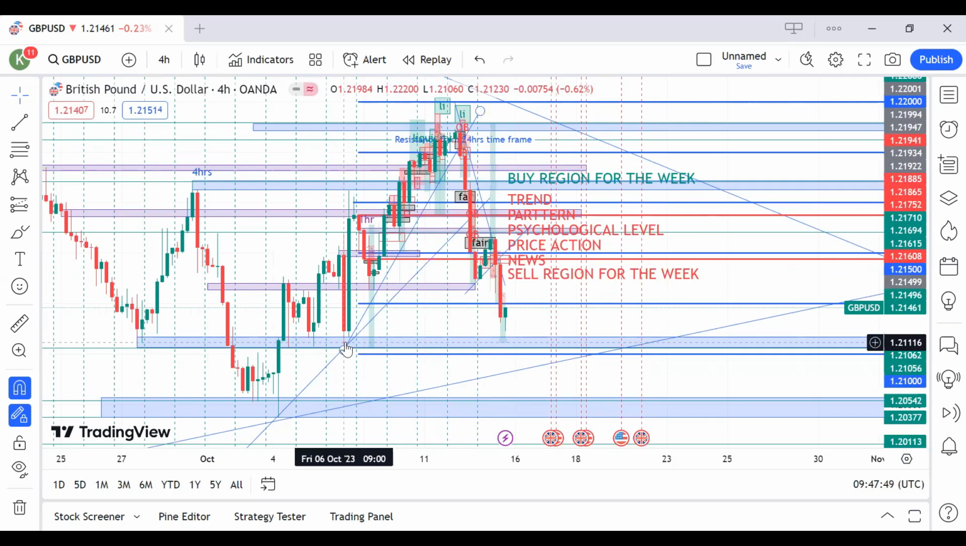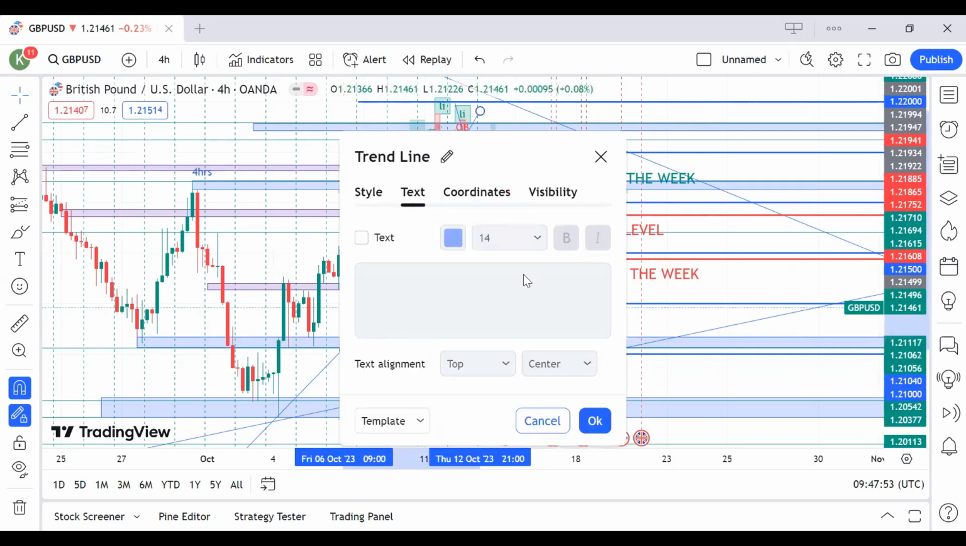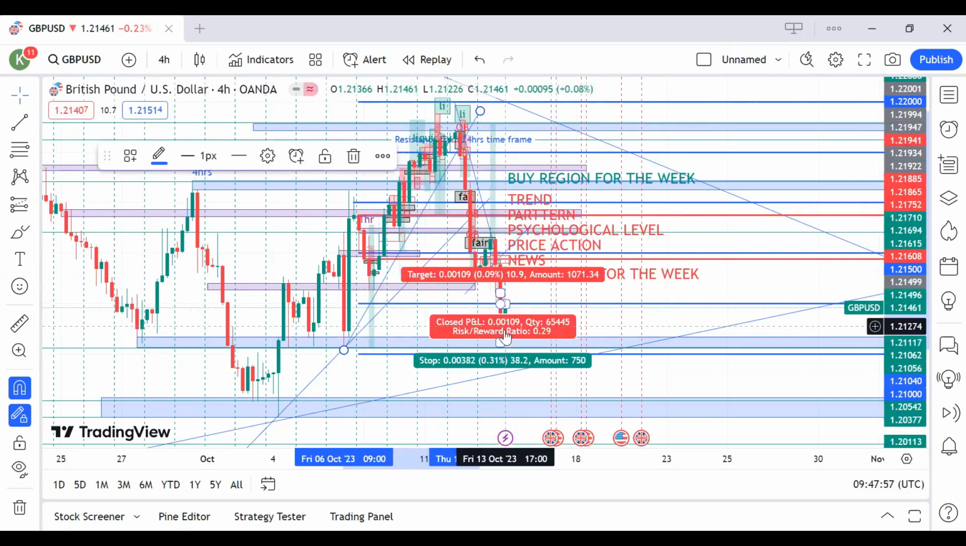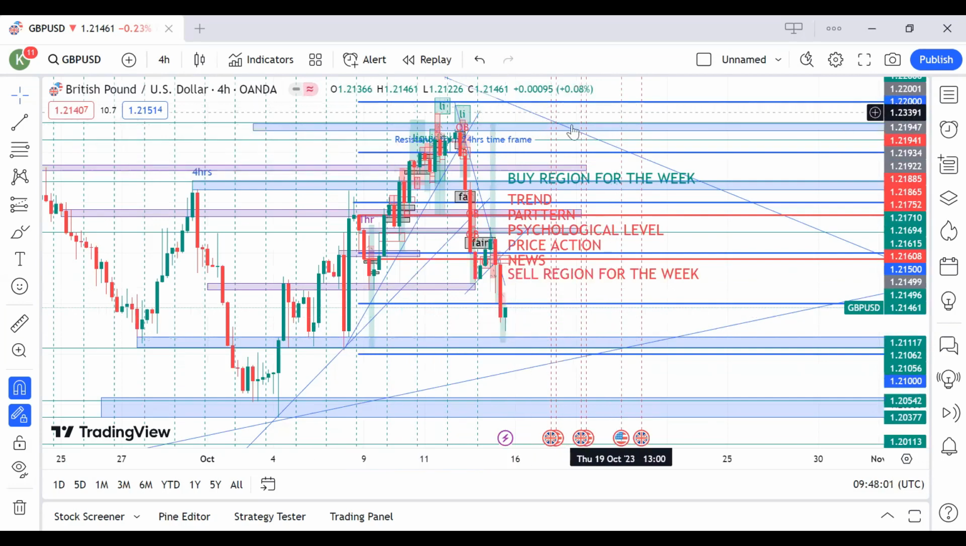If you take this entry using smart money concepts, you're going to get this move from here to this point. If you do the same thing here, you're going to get this entry from here to this point. So pay attention to all these things I'm telling you so that we can make a lot of money in this new week. Of course, these are our market decisions: trend, patterns, psychological level, price action, and news.